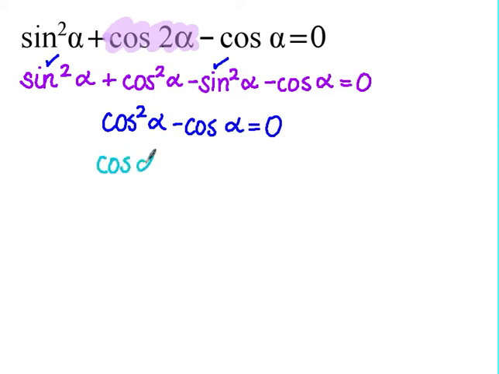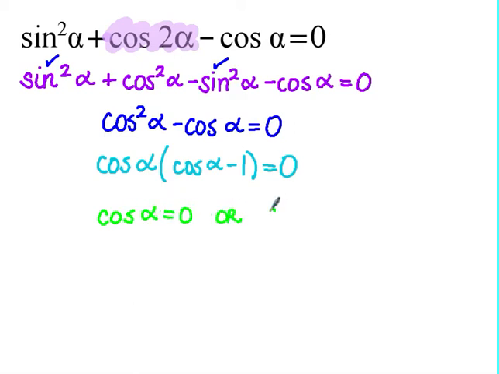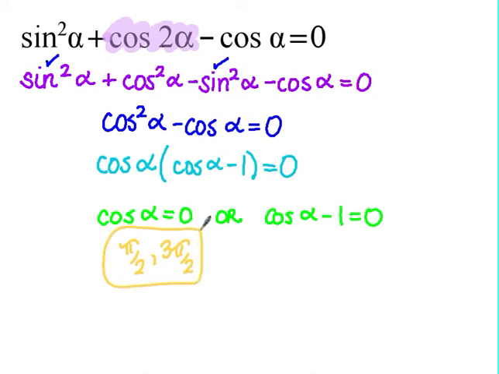How about we factor out a cosine? And that leaves me with cosine minus 1. So I have two quantities now according to the zero product property. Either cosine of alpha equals 0 or cosine of alpha minus 1 equals 0. So where does cosine equal 0, did you say? Pi over 2 and 3 pi over 2. That's my solution here. Over here, your solution is where cosine equals 1, which is 0 and 2 pi.